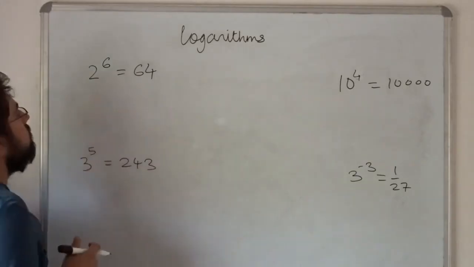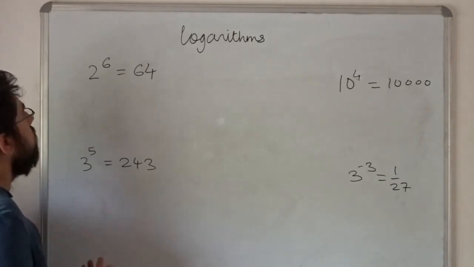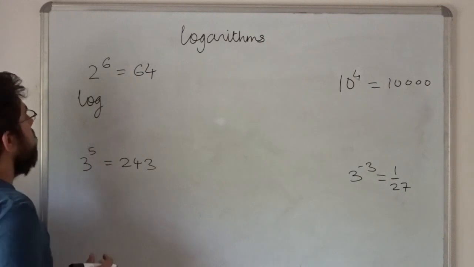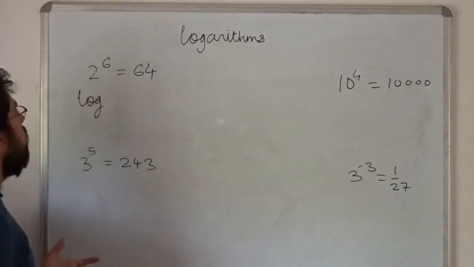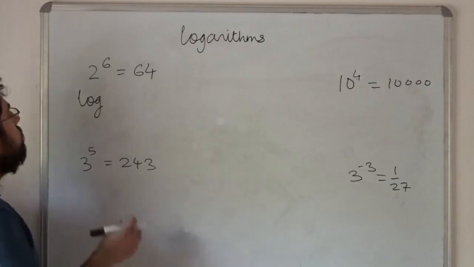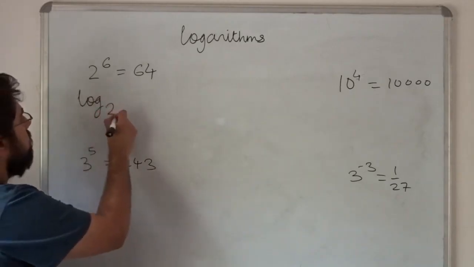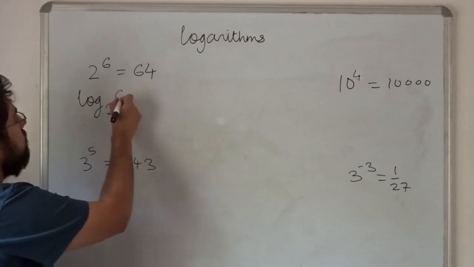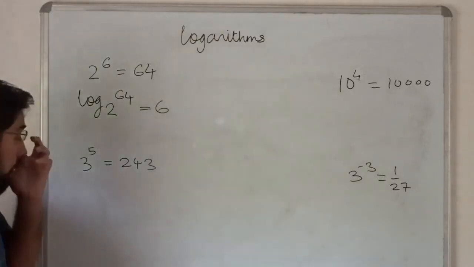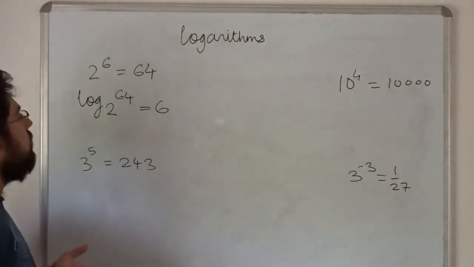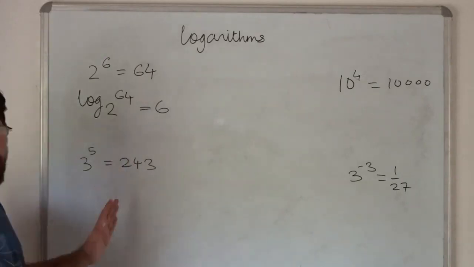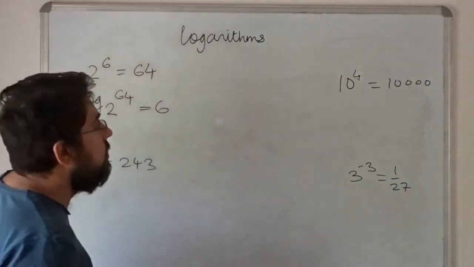So now 2 to the power 6 equals 64. How do you write this in logarithmic form? Now this is very easy. So obviously first you're going to have to write log. So log base 2, this is 2, then the number 64, and this is 6, okay? So I've already taught you everything, so now I'm just going to write the answers. I want you to check and see whether they're right.